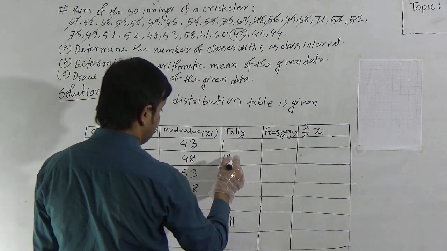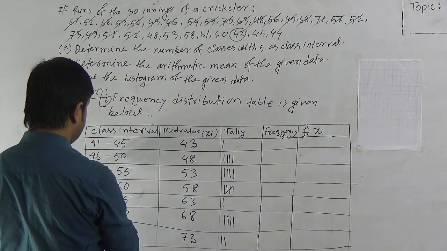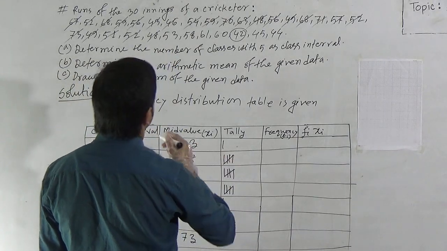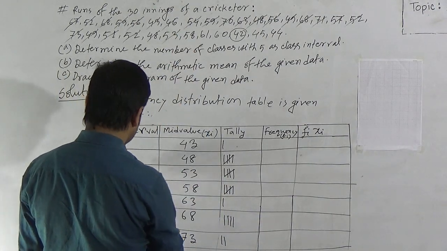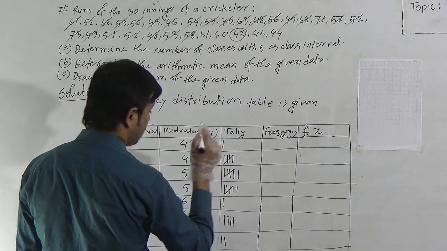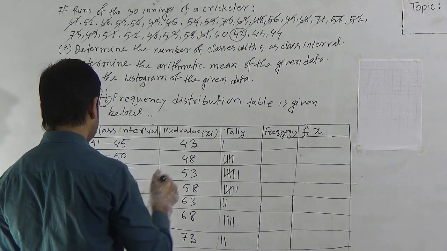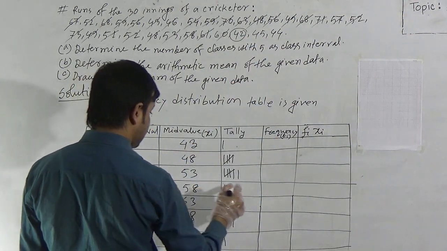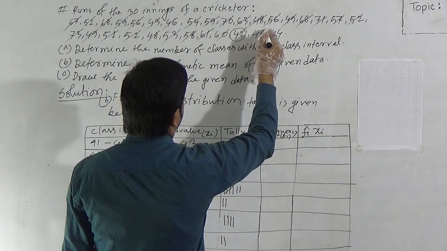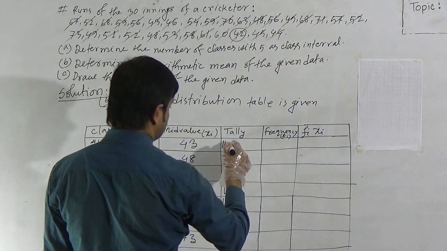49, 49 will be in this class. 51, 51 will be in this class. 52, 52 also will be in this class. 48, 48 is here. 53, 53 is here. 58, 58 is here. 61, 61 is here. 60, 60 is here. 42 in the first class, 45 in the first class, 44 in the first class.